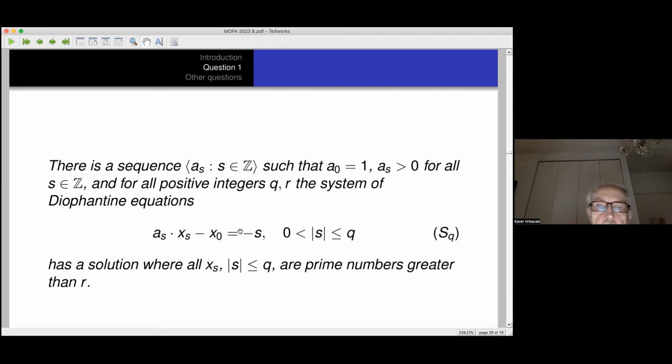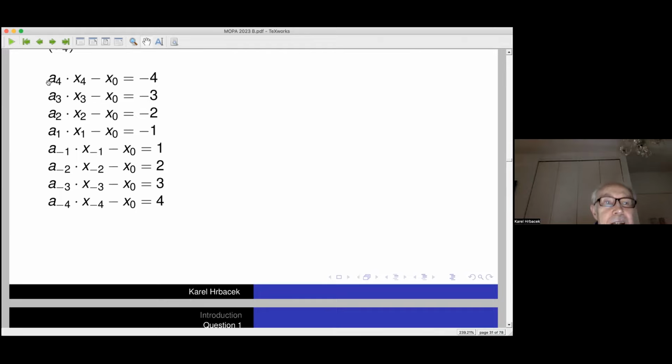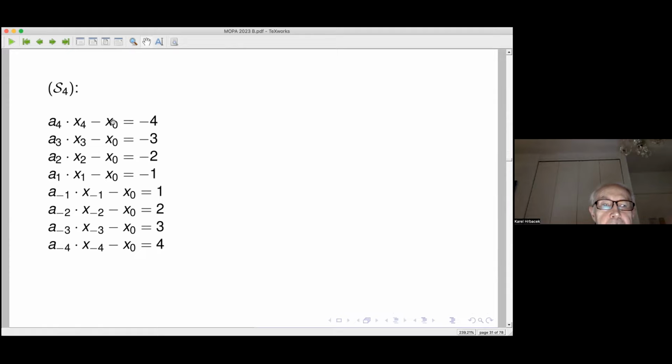So maybe just to make things more concrete, I'll show you what the system looks like. This is how the system looks for q equal 4. Maybe I should stick to this for a minute. If you look at these equations, they are first order linear equations, and solving this system is equivalent to solving a system of congruences. The first equation just says that x sub zero is congruent to 4 modulo a sub 4. Similarly, the second equation says that x sub zero has to be congruent to 3 modulo a sub 3, and so on for all of them.